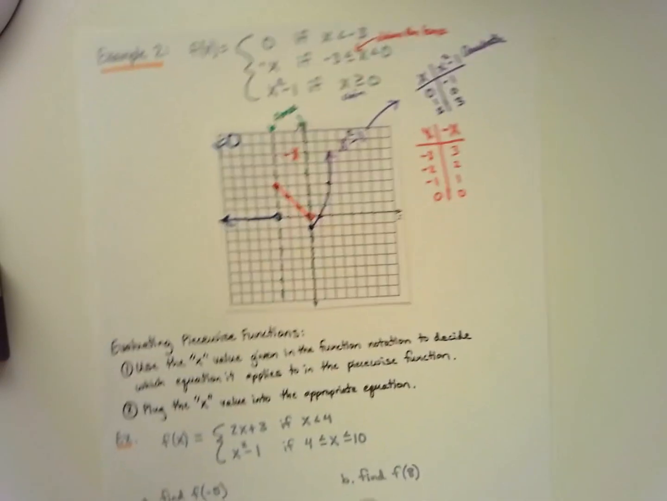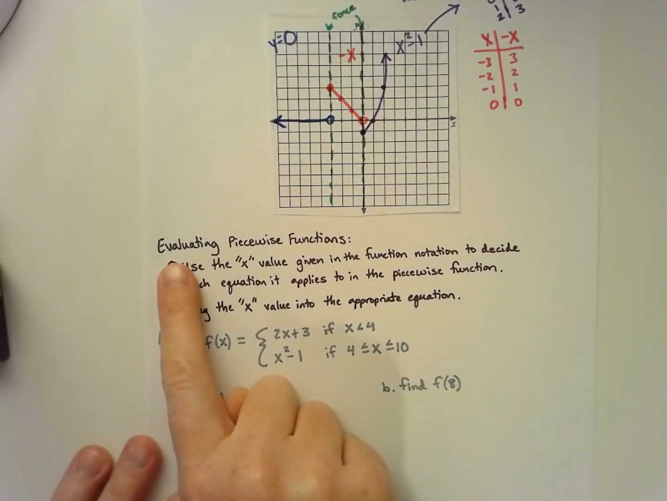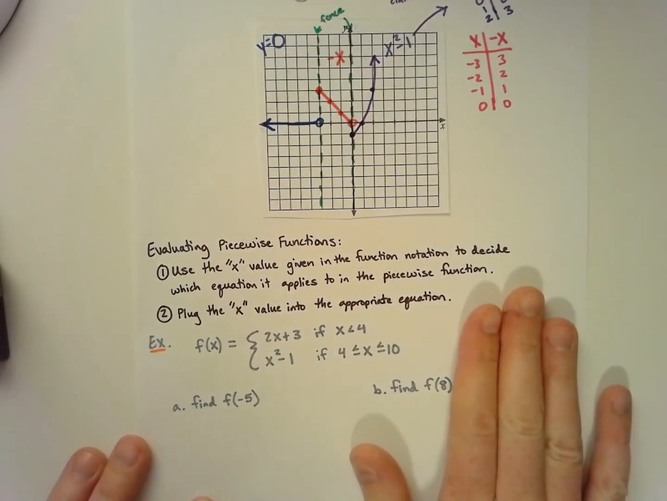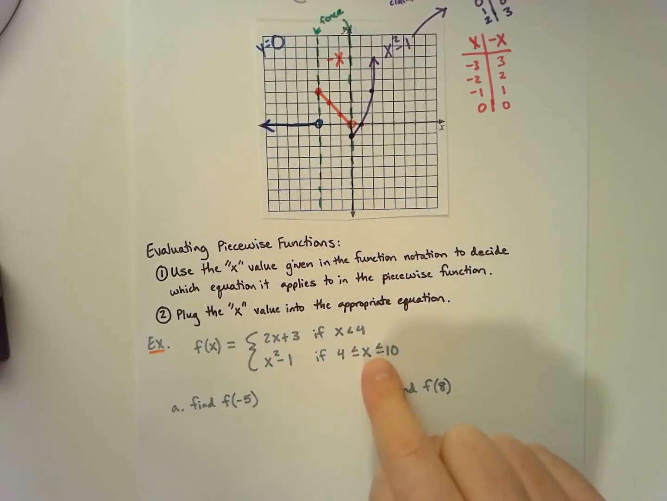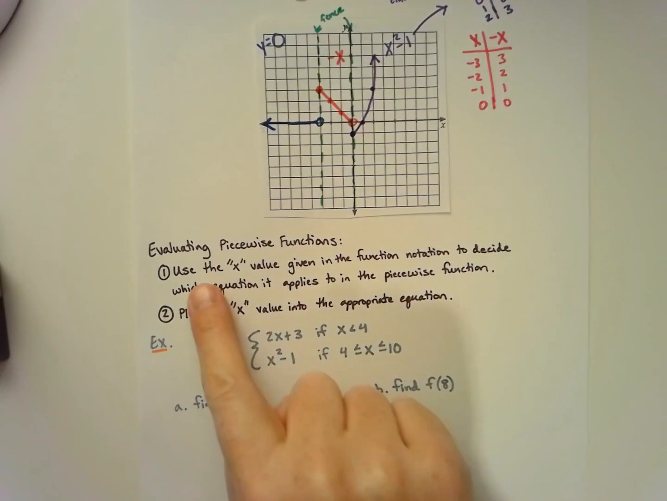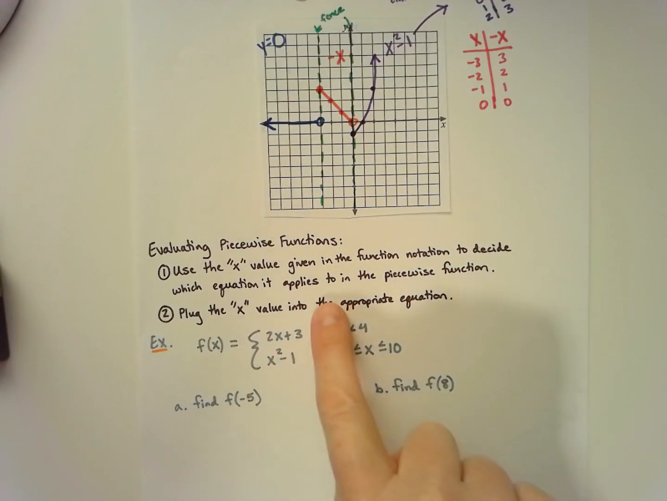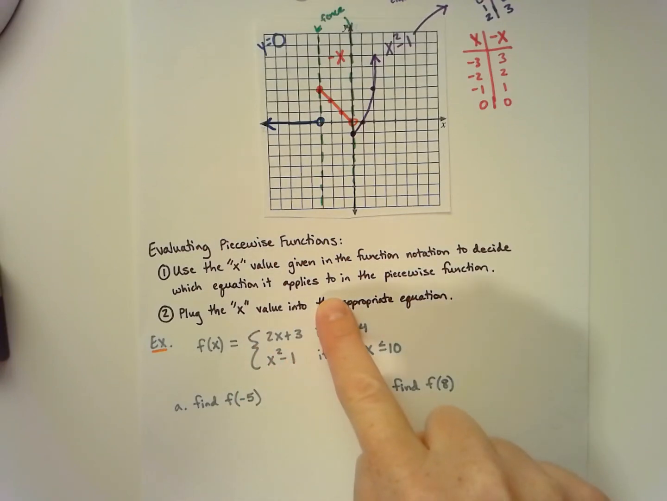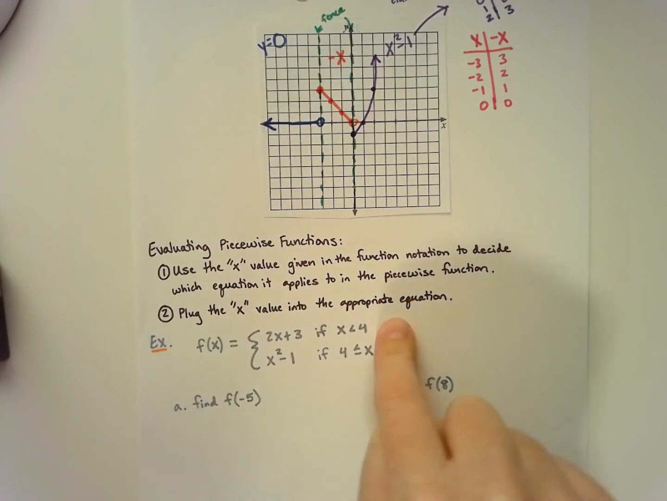Let's look at one more quick example. This won't take long. If you need to evaluate a piecewise function, so let's say we're given this function right here, and we have these pieces, and we have where they fall on the graph. We need to use the x value given in the function notation to decide which equation it applies to in the piecewise function. Then plug the x value into the appropriate equation. So let's see what that's talking about.